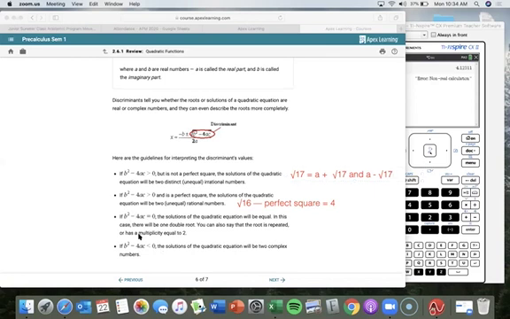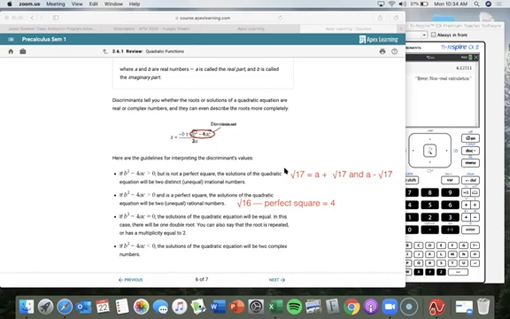If b squared minus 4ac, the discriminant, is equal to 0, then you're going to have one root, because plus or minus 0 is not going to change anything. So you're going to have one root. And then if it's less than 0, you're going to have two complex numbers.